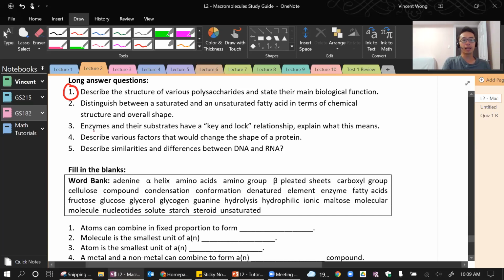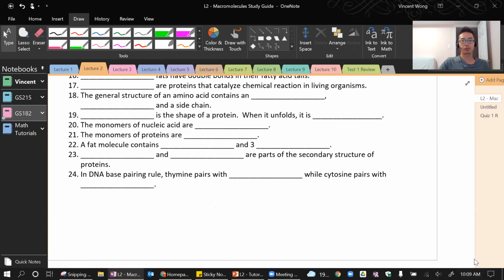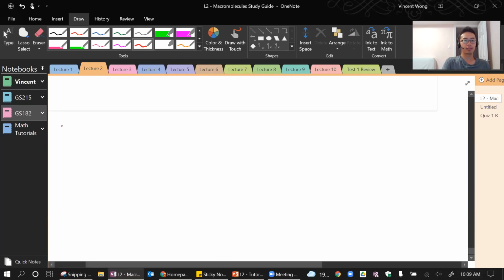All right, I think I will talk about number 3. Nobody asked for number 3, but it's actually quite important. Enzymes and their substrates have a lock and key relationship. Explain what this means. Okay, I'm going to do that right here, number 3.